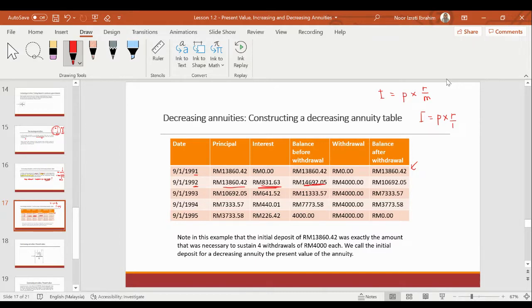At the end of 1992, or on the first of September 1992, 4,000 is withdrawn from the account, which leaves the account at RM10,692.05. And the same process repeats. In 1993, it earns interest and then 4,000 is withdrawn, and this is the balance. In 1994, another interest is earned, and then a withdrawal of 4,000 is made, and this is the balance. In the last year, 1995, another interest is earned because we still have an amount in the account, and then 4,000 is withdrawn and the balance is zero. Zero means the account is depleted. No more withdrawal can be made.